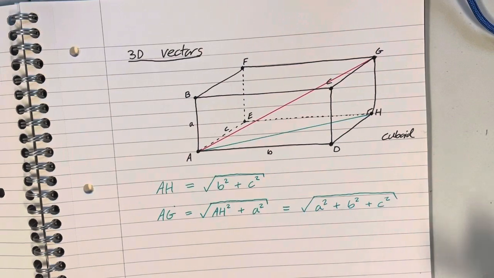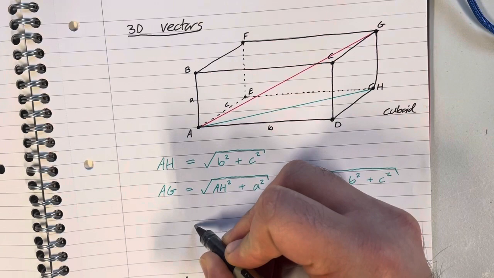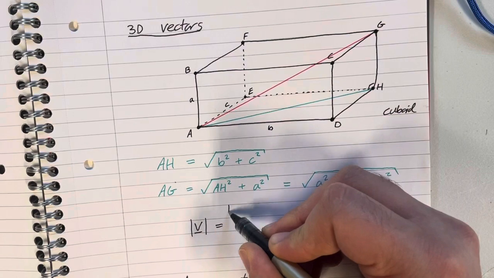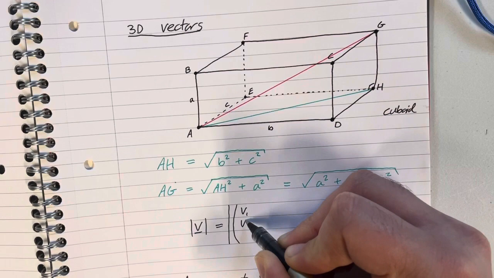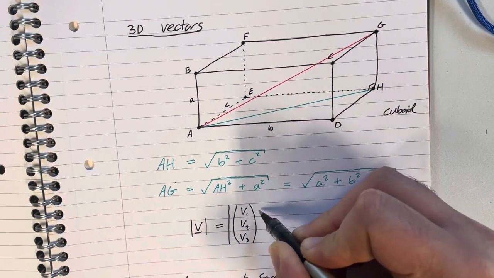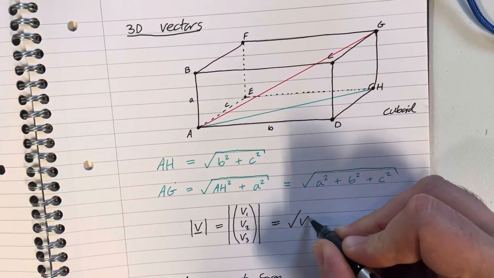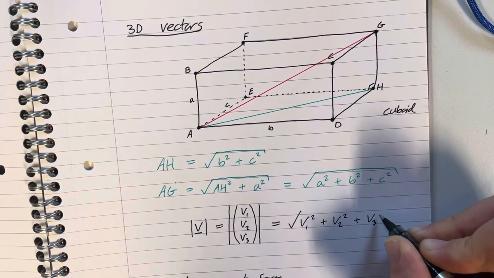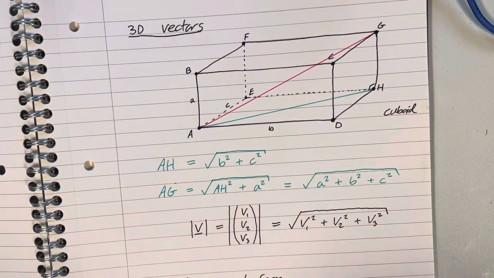So if you want to find the length of a vector in 3 dimensions, a bit of notation from first year, the magnitude of the vector, let's say the vector is V1, V2, and V3, where these are numbers. And we want the magnitude of that, then we just apply Pythagoras to it. So it's the square root of V1 squared plus V2 squared plus V3 squared, where V1, V2, and V3 are just numbers. So that's 3-dimensional Pythagoras.